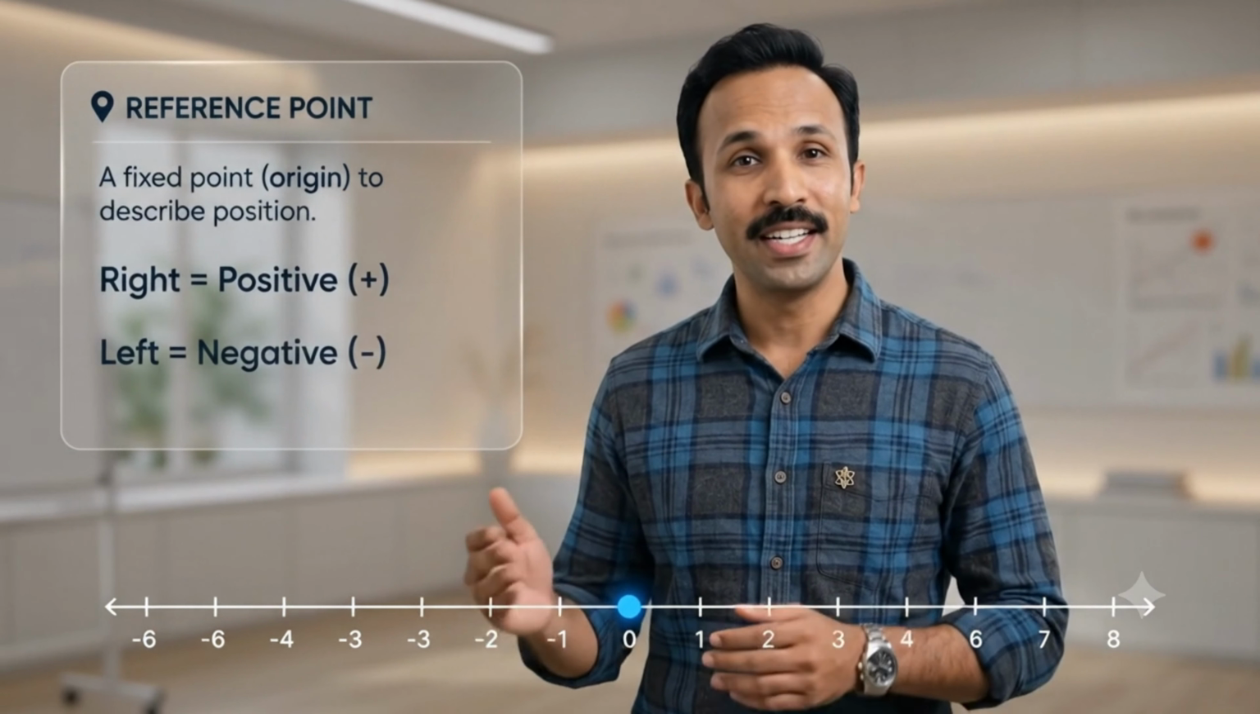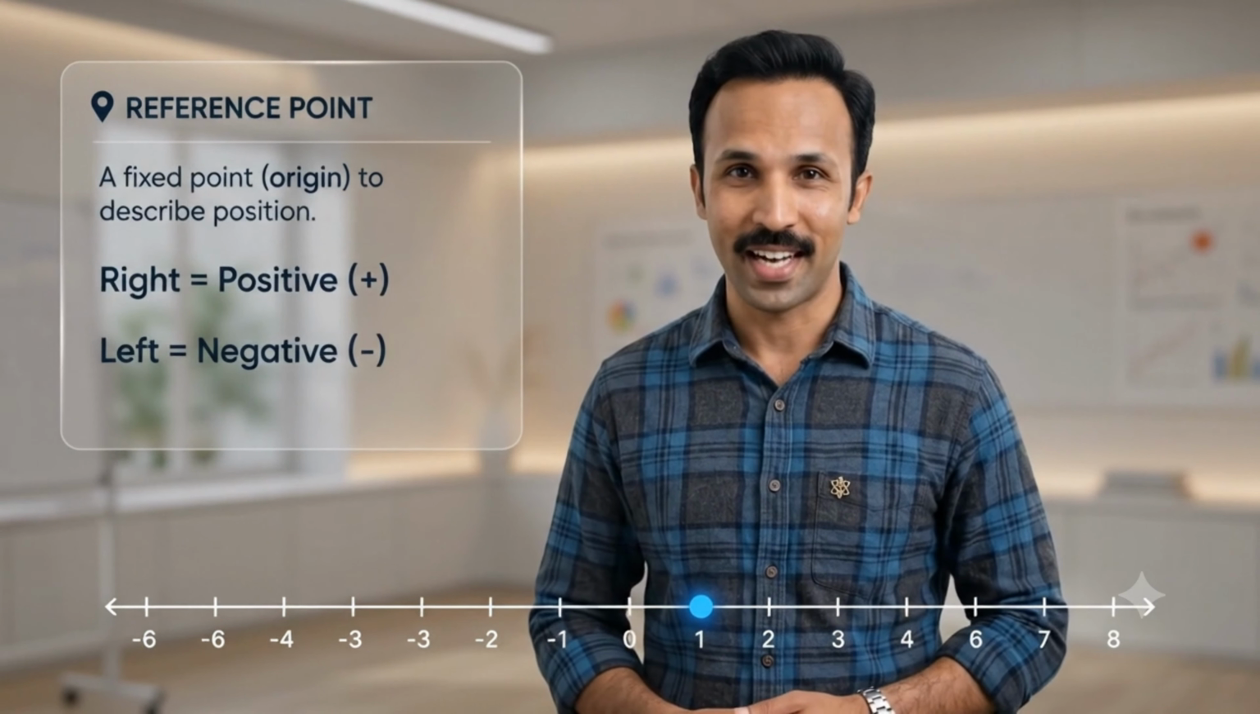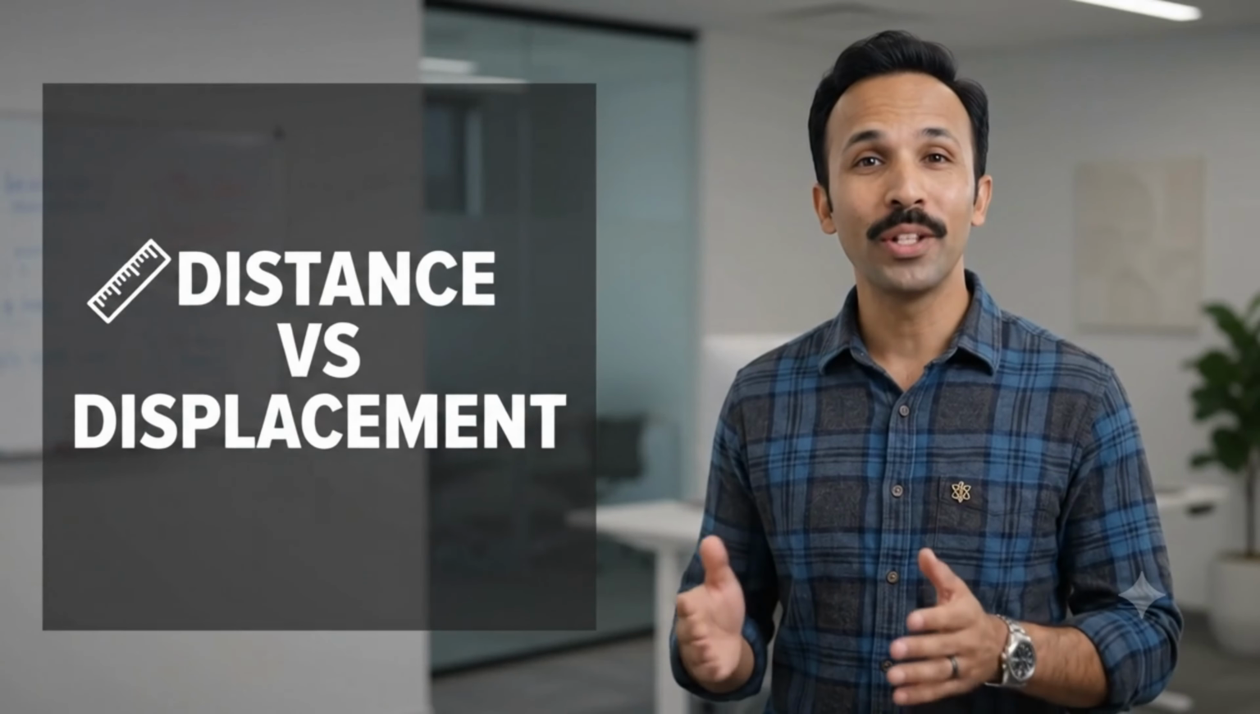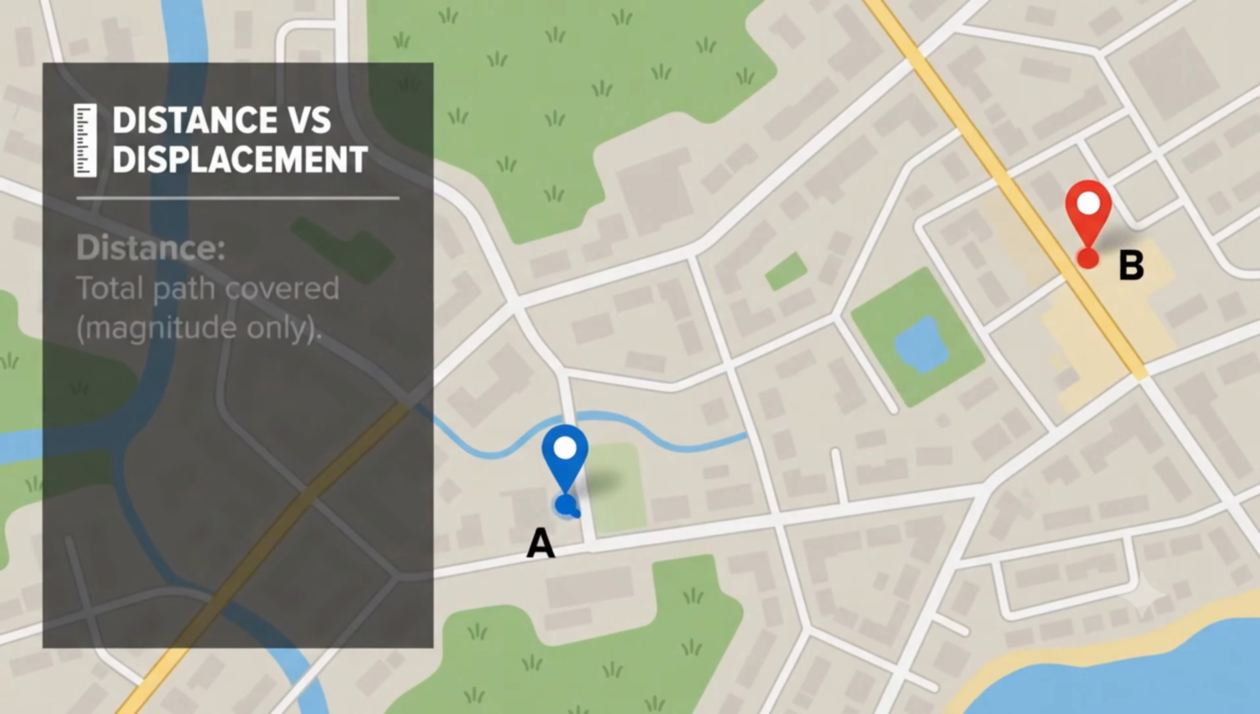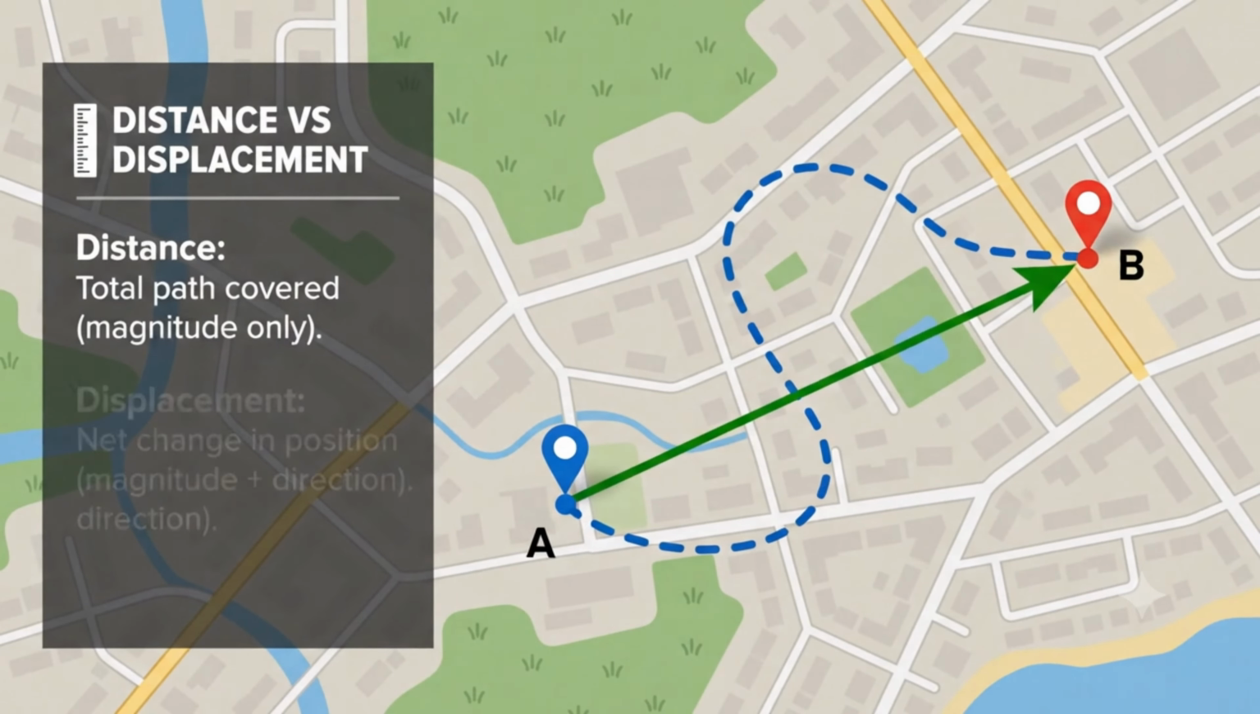To accurately describe an object's position, we must choose a fixed reference point, or origin. Directions from this point are indicated using positive and negative signs. Distance is the total length of the path you travel. Displacement, however, is the shortest straight-line net change in position from start to finish.